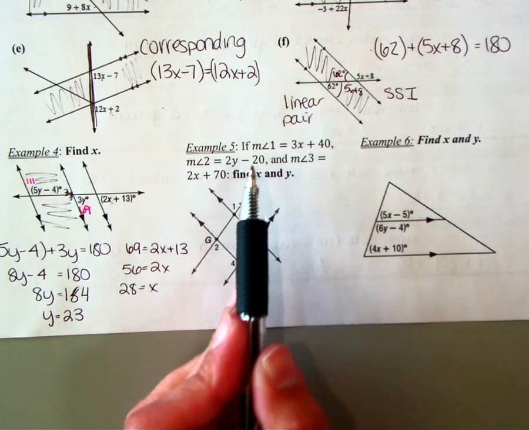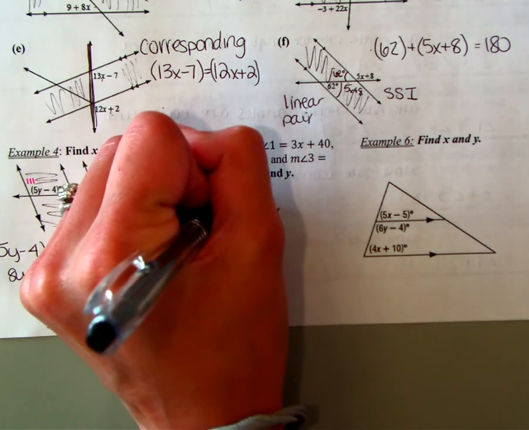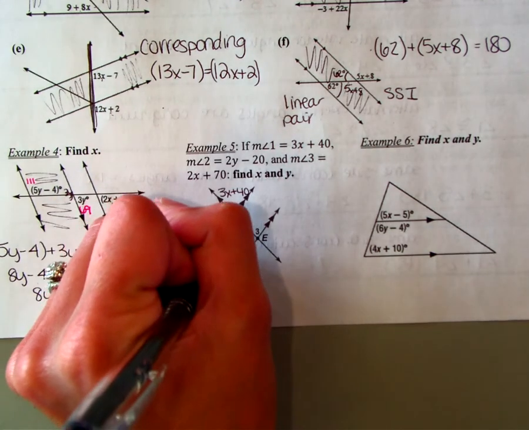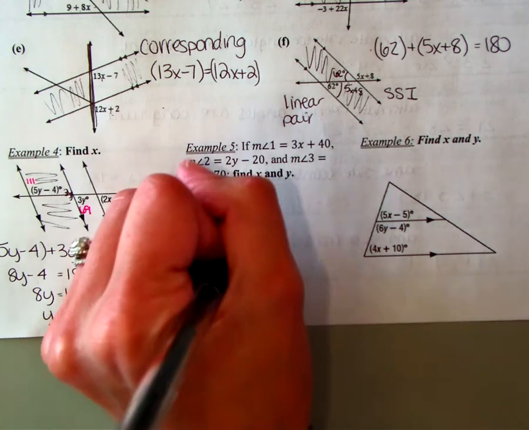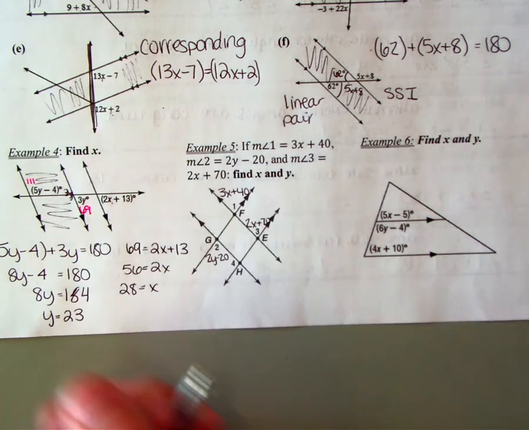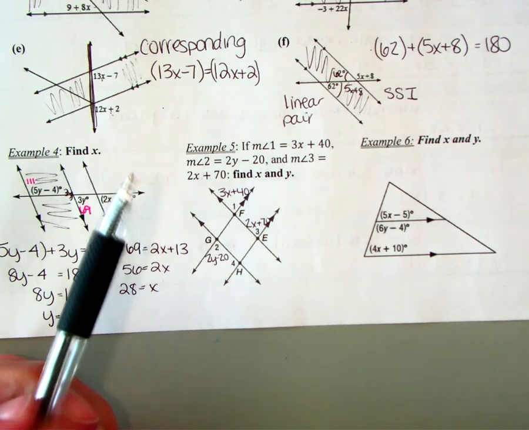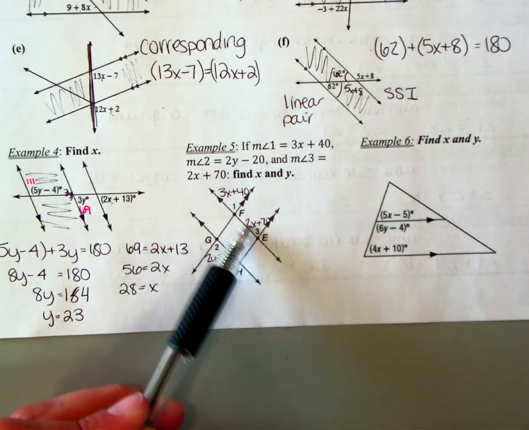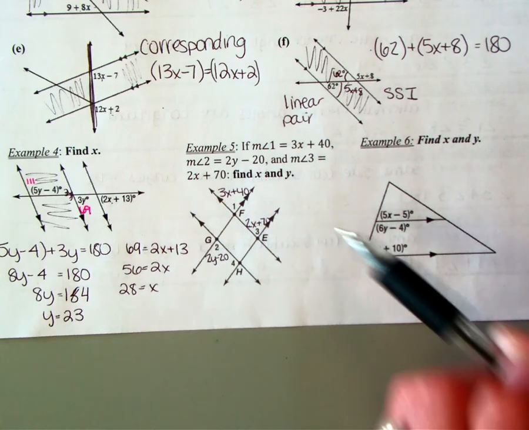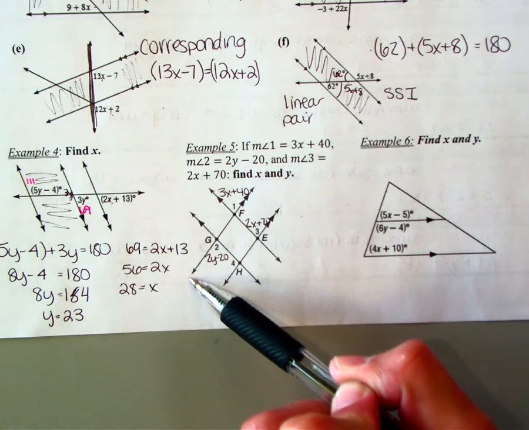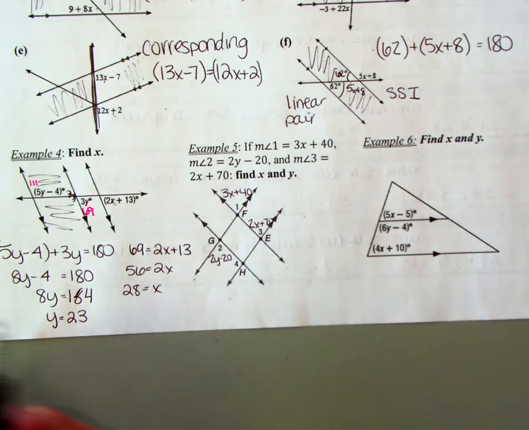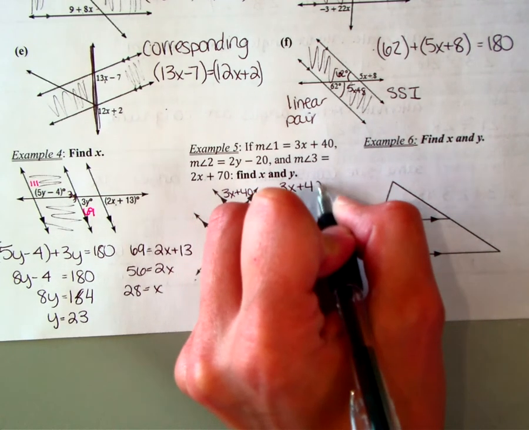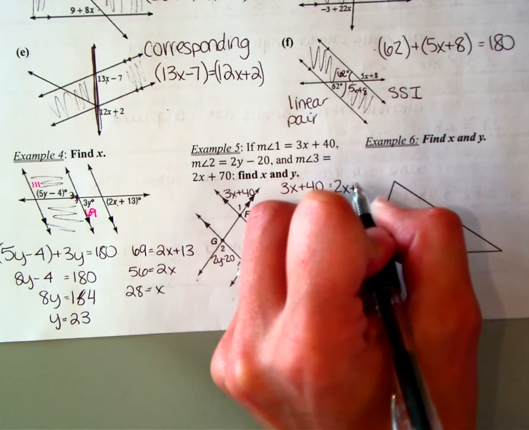In example 5, the measure of angle 1 is 3x plus 40. The measure of angle 2 is 2y minus 20. And the measure of angle 3 is 2x plus 70. Find x and y. So in this case, my 2 angles that have an x are the ones that are going to have the relationship. So they're both above the set of parallel lines, and they're both to the right of the transversal, which means they're corresponding angles, which means that they are equal. So we'll solve for x there.